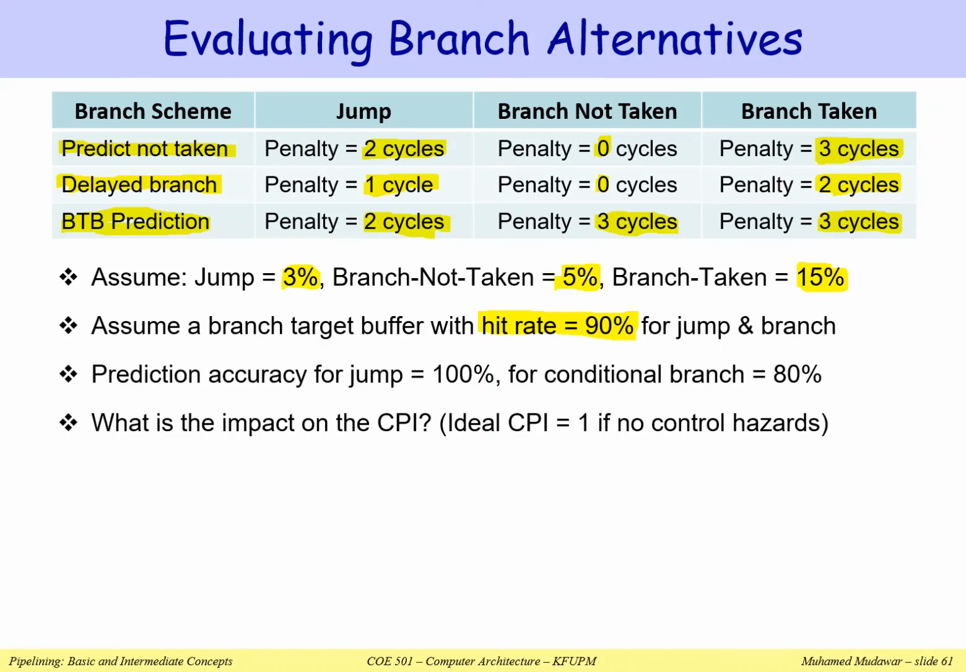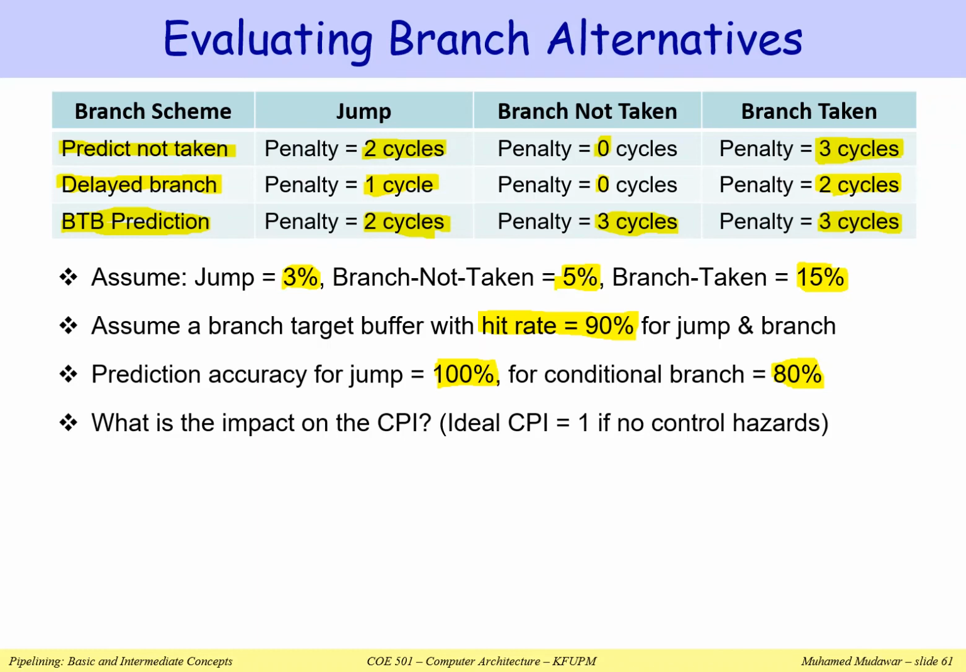Remember that the branch target buffer is just a simple cache, and therefore the hit rate is given here as 90%. Now the accuracy for the jump is 100%. This is the prediction accuracy because all the jump instructions are always taken, so we can predict them with 100% accuracy. In the case of a conditional branch, the accuracy is given here as 80%. So 80% of the conditional branch instructions are predicted correctly and 20% are mispredicted.